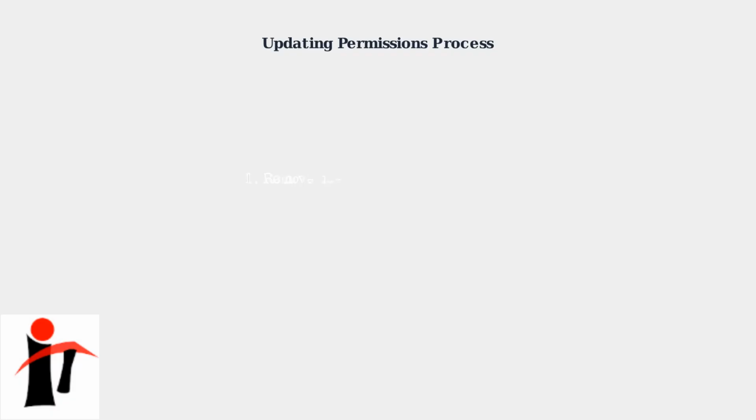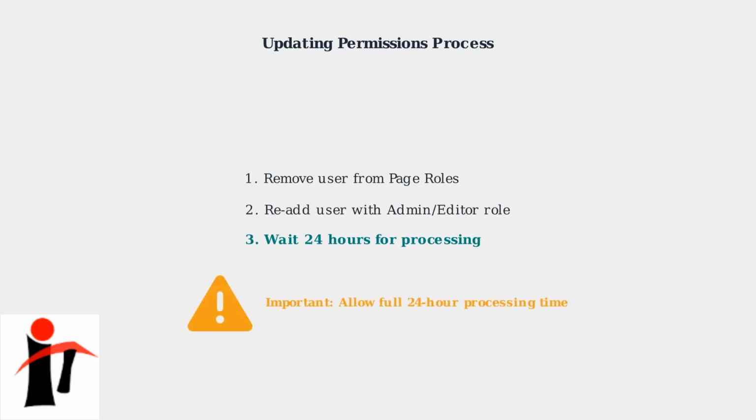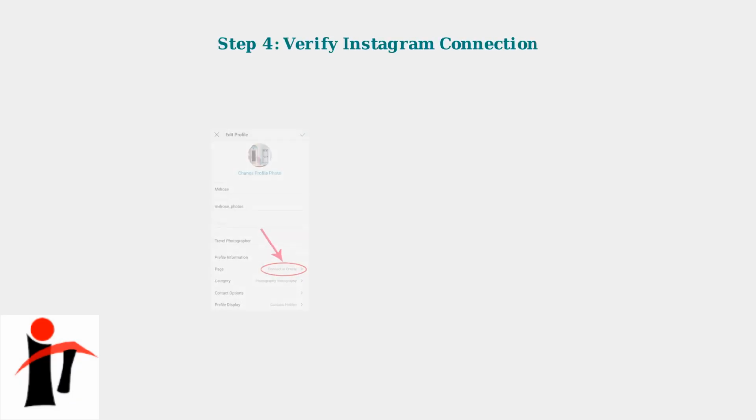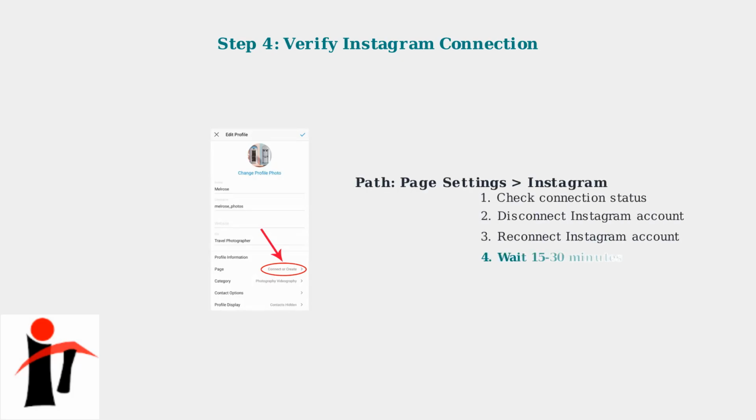If you need to update permissions, remove and re-add the user with proper admin or editor access. Allow up to 24 hours for permission changes to fully process and propagate through Meta's systems. Step 4. Verify the Instagram connection. Navigate to Page Settings, then Instagram, and check the connection status.